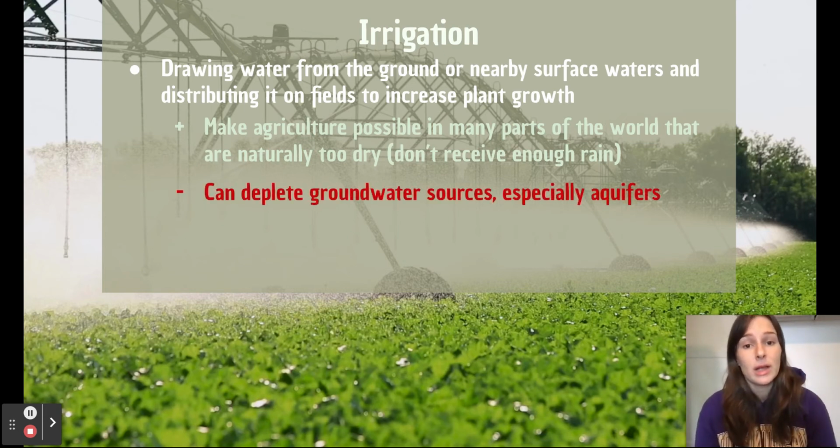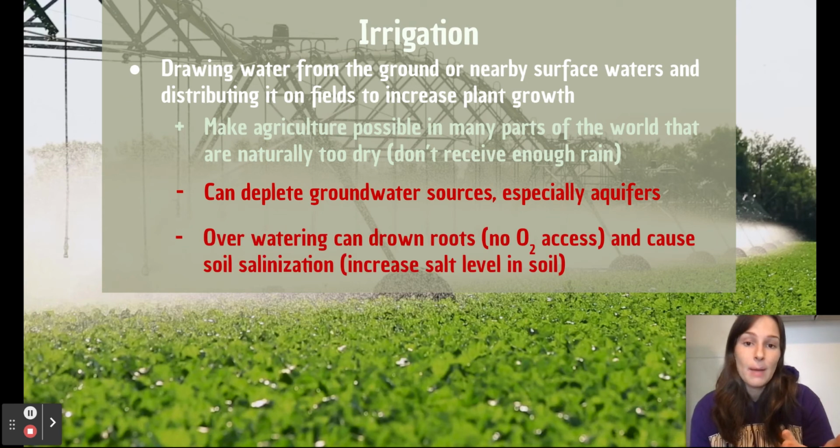One of the problems with irrigation, though, that we are especially seeing in California is that it can deplete groundwater sources, especially aquifers. Remember that we get our drinking water from these groundwater sources as well. So as you're using up all of this water on irrigation, you're now making it so that there's less water available to people, which right now is a serious concern in California that they're having to deal with.